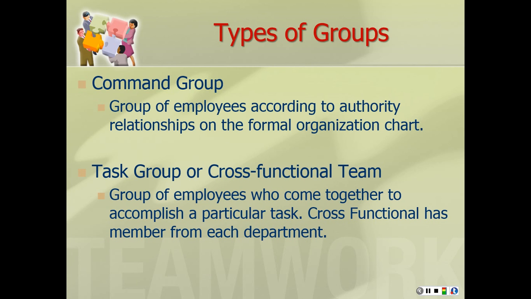A task group is where employees come together to accomplish a certain task. Typically a cross-functional team, meaning there's a member from each department in the company. The reason they come together is either to solve a problem, or to create a new product, or to work on a new program for the company. They have a particular purpose for being there.